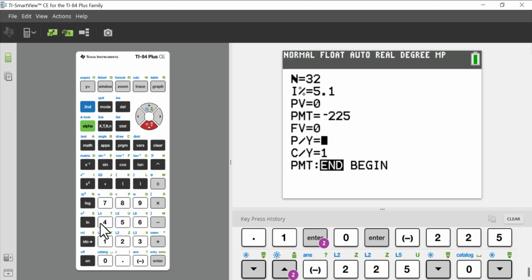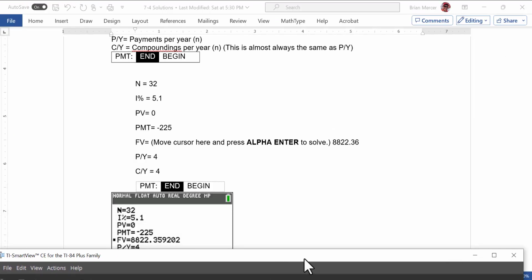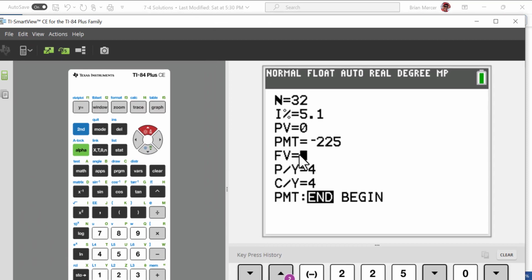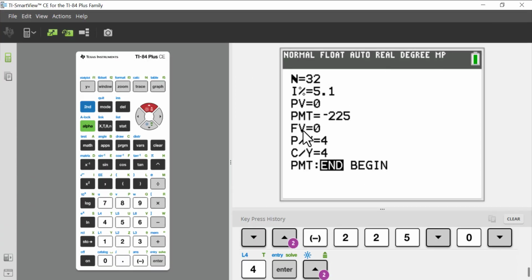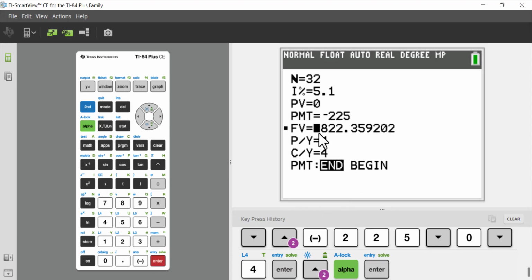But payments per year has to be 4. And after you hit enter, it will change compoundings per year to automatically match it unless you want it to be different. So ordinarily these are the same. And so then you go back to the one you're trying to calculate. And if you notice on the screen that I shared, the little dot is right next to future value right here. That tells you that's the thing that you calculated. So I got to go here. Currently it says 0. And the way to calculate it is you press the green alpha, and then notice above enter it says solve. So boom, and now it did that calculation for me.